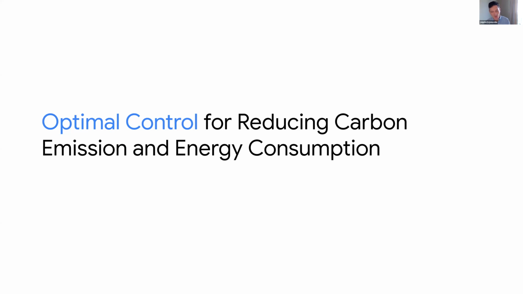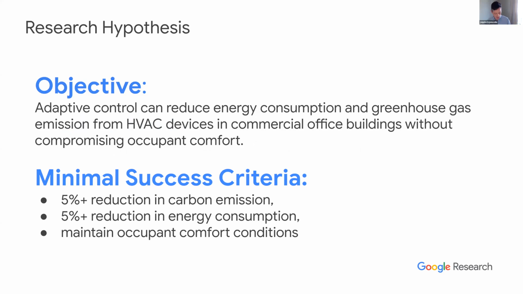So we want to achieve this with optimal control. We want to simultaneously reduce carbon emission and energy consumption using optimal control, and more specifically, reinforcement learning. Our research hypothesis is to reduce the energy consumption and greenhouse gas emissions from HVAC devices in commercial office buildings without compromising occupant comfort. We've established a minimum success criteria internally of a 5% reduction in carbon emission and a 5% reduction in energy consumption while maintaining occupant comfort conditions.